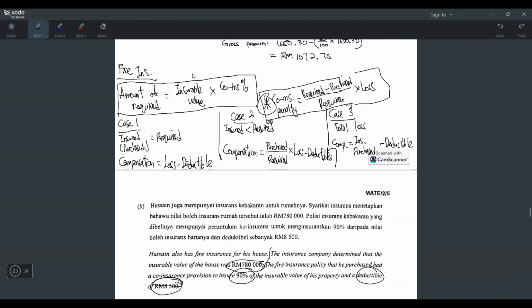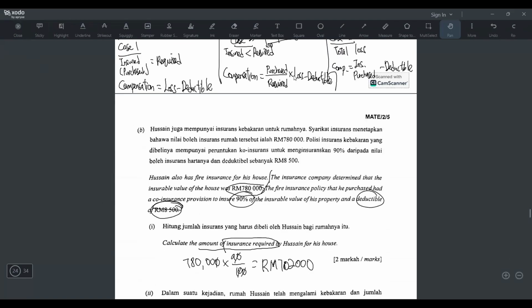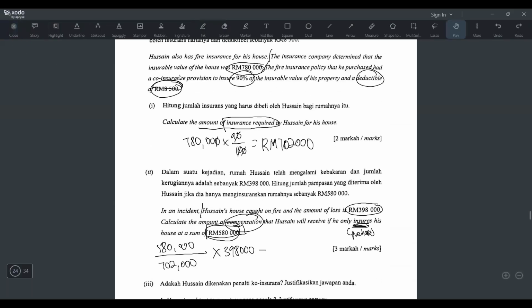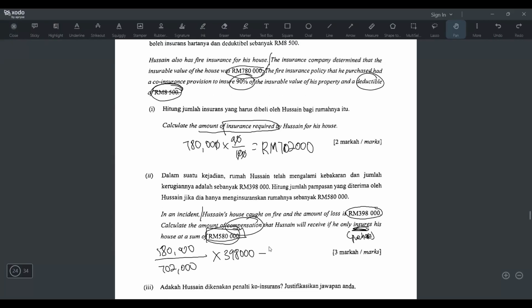So now you understand why we have to use this formula first. If you don't use it, how are you supposed to know your required? And if you don't know your required, how do you know whether it's case 1 or case 2? You need your required, then you can compare the purchased amount and see whether it's case 1 or case 2. Okay, the formula continues with direct loss minus deductible. Just follow the notes. Times the loss, which is 398,000, minus the deductible. Just now I said never use it, but now we use it already: 8,500. You just put it in and press the calculator.